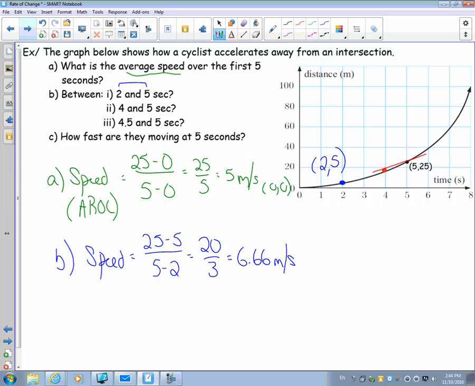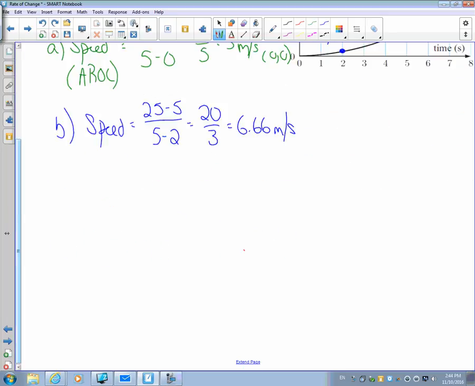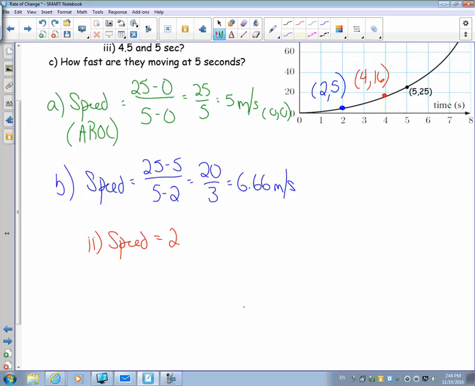That's what we're doing. Just going to erase the line and talk about the numbers here. Okay, so my point for 4, if I guess, I'm going to say it's about 16. Let's call that 16 there. Okay, so this is part 2 of letter B. Our speed this time, again, y2 minus y1, so 25 minus 16 over 5 minus 4, 9 over 1. Hey, they're going 9 meters a second. They're faster in the section from 4 to 5.